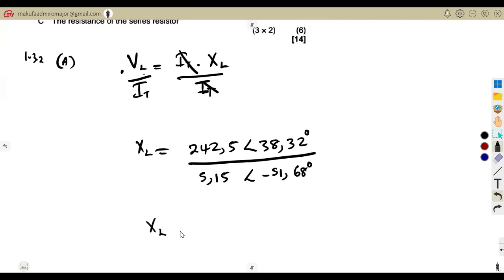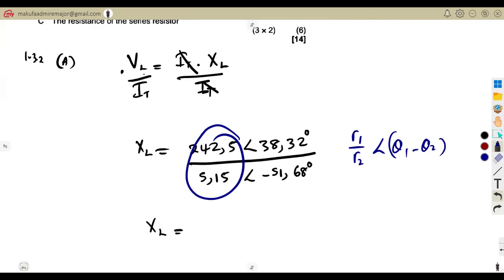You're going to have the reactance there of the coil, of the inductor. Back to your complex numbers. Remember, in polar form, when you divide, the angles you subtract. So as follows, you're going to have R1 over R2, and the angles theta 1 minus theta 2. So if these two, you're going to divide.